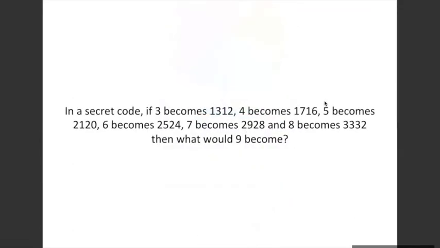So there's a secret code in which 3 is written as 1312. The number 4 is written as 1716. The number 5 is written as 2120. 6 becomes 2524. 7 becomes 2928. 8 becomes 3332. What will the number 9 become? Very much sequence based.